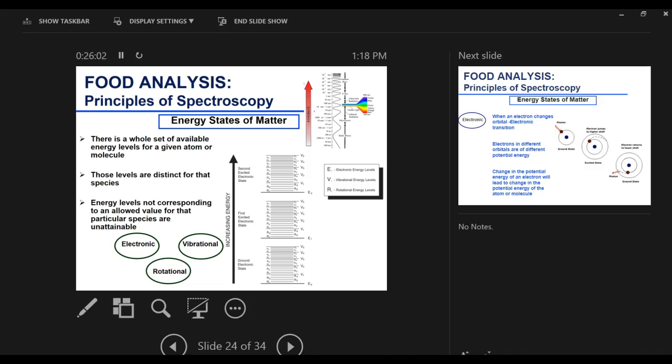So we have three different types of energies. We have electronic energy. You can see that the electronic energy is the largest energy level, or the highest energy. And you have E0, that's the ground energy level for electronic, E1, E2, and so on. We also have vibrational energy, and these are smaller or carry less energy. And then we have rotational energy, and this also carries less energy. So the pockets are less in energy.